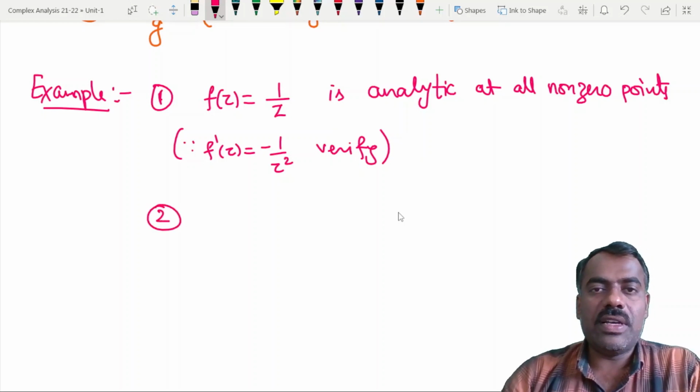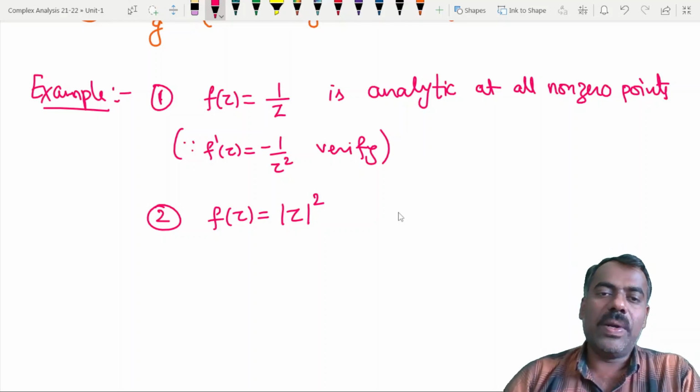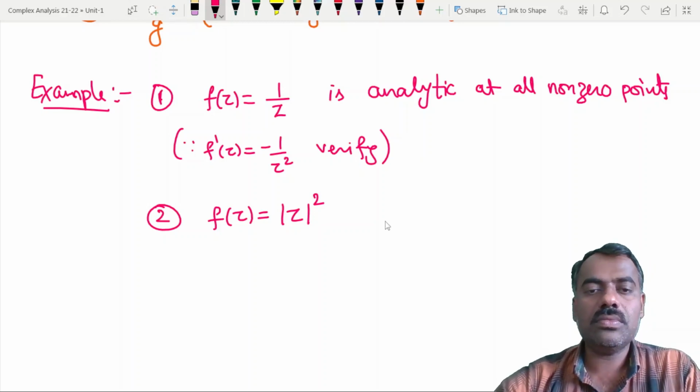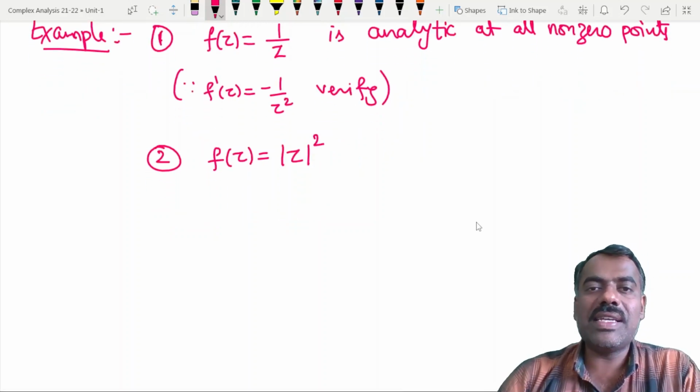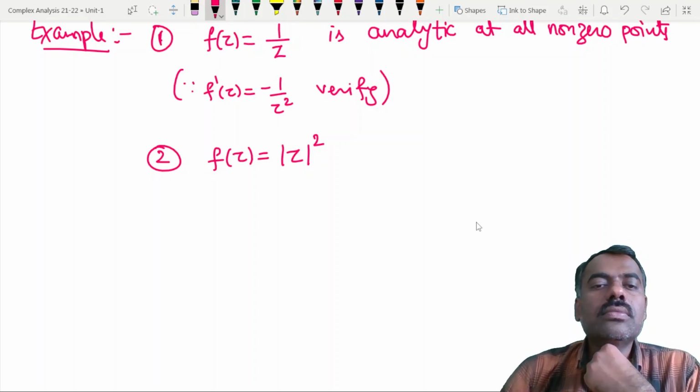Suppose take another one, f of z equal to mod z square. This one we have checked already, this example. What can you say about this? f of z is equal to mod z square. This is an example which we have seen already. What do we know about this function?